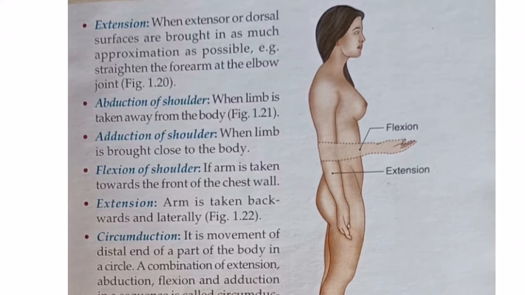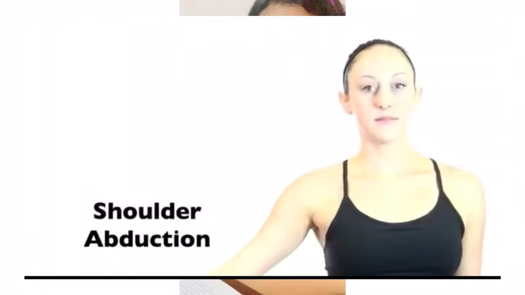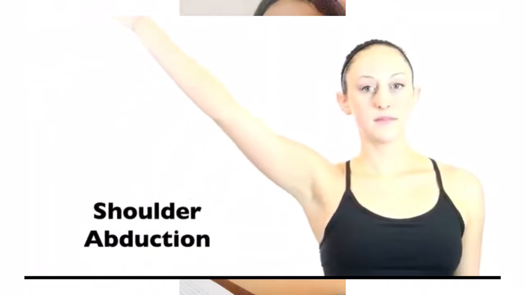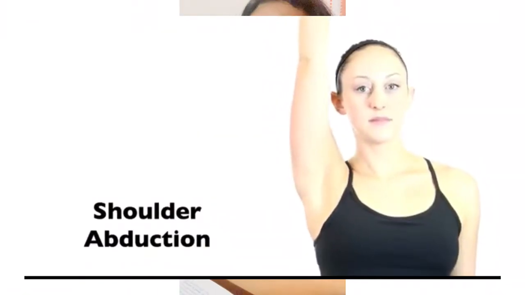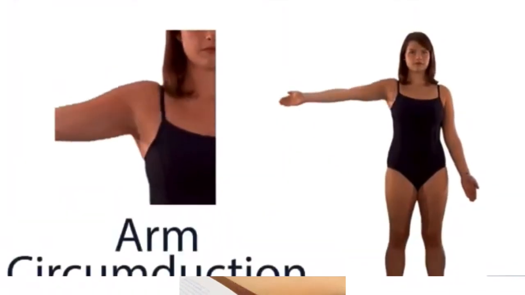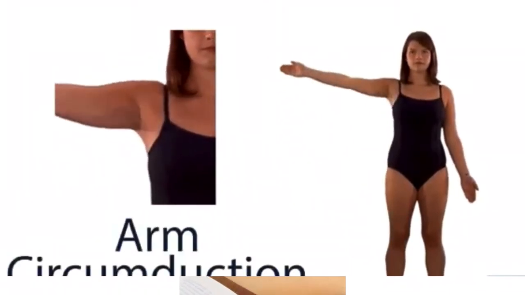And flexion of shoulder, if the arm is taken towards the front of the chest, then that is the flexion of the shoulder. Extension, the arm is taken backwards and laterally, so that is extension. Circumduction, I said this is the word, you have to understand.